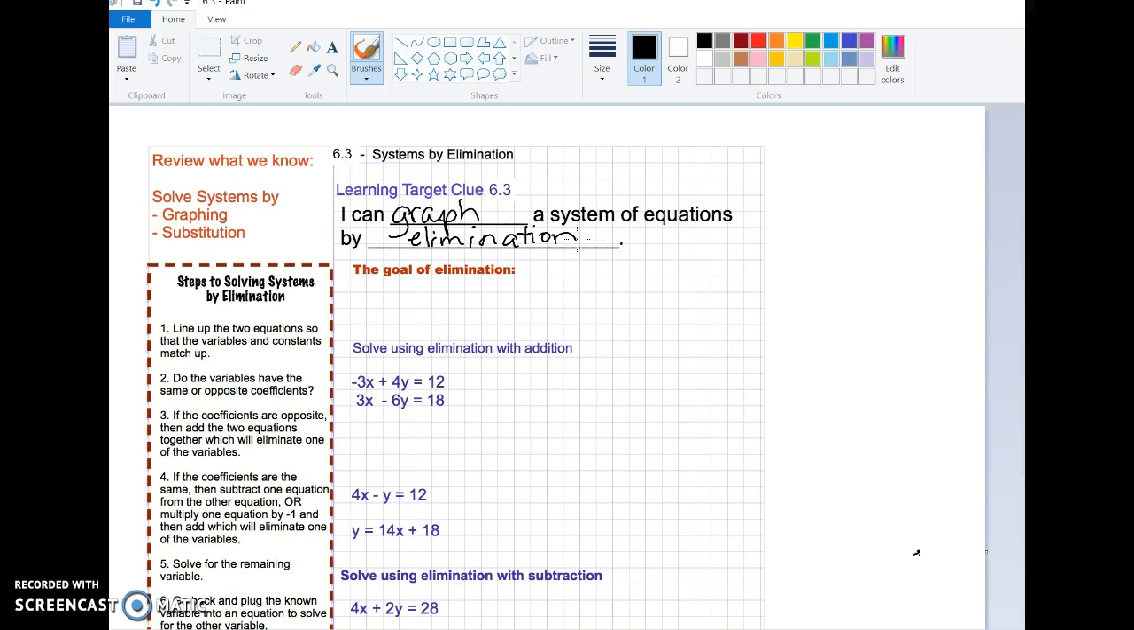We know that we can solve systems by graphing, where we graph two equations, look for where they intersect, and find that point. The x and y of that point are the values that make that a true statement.